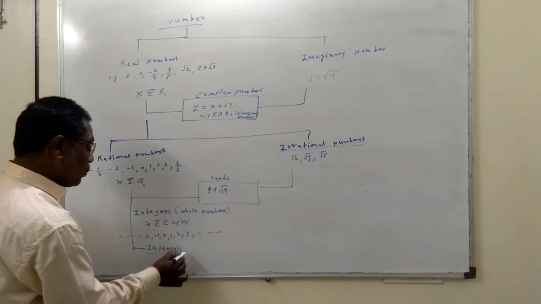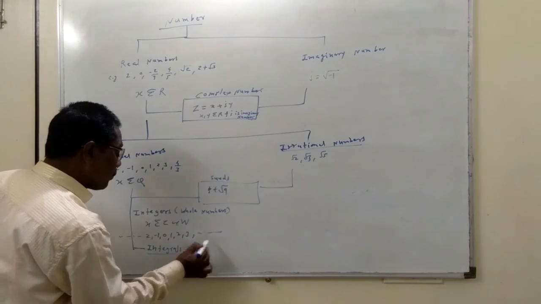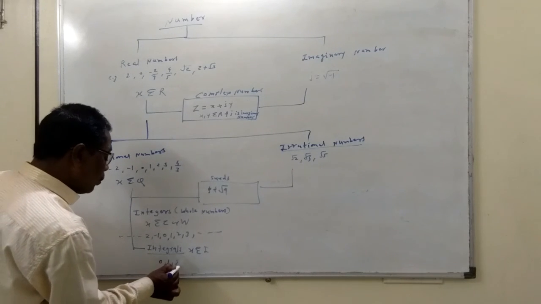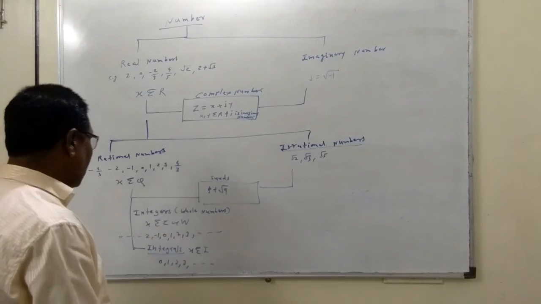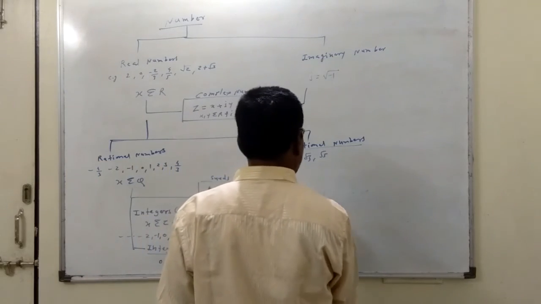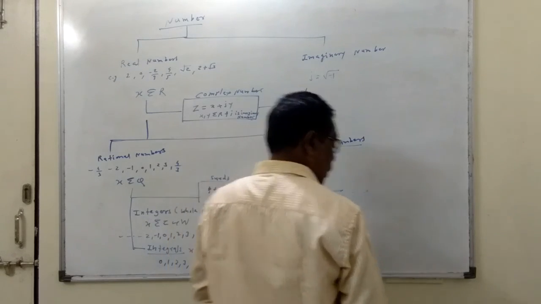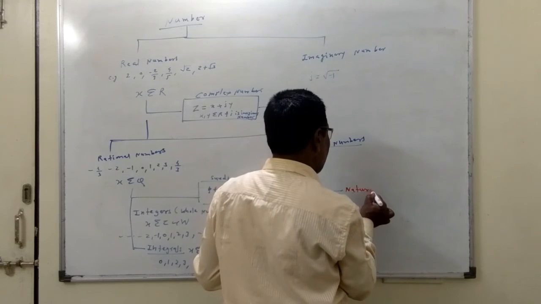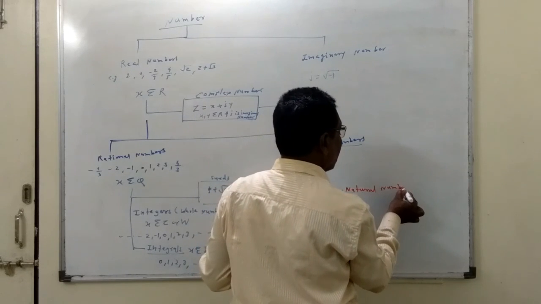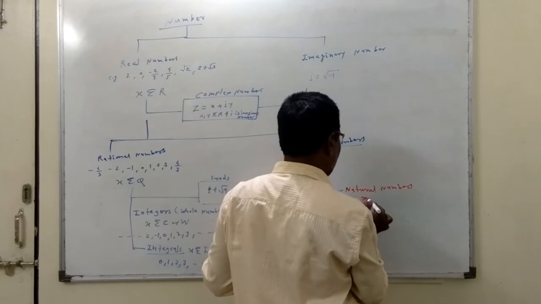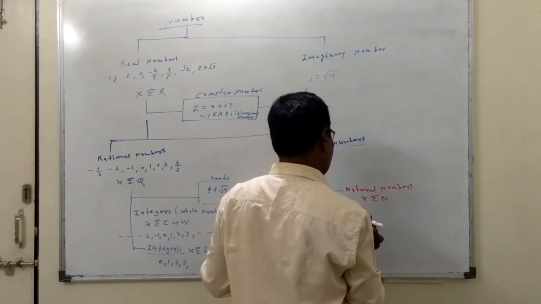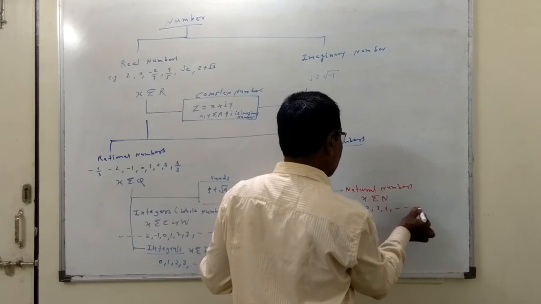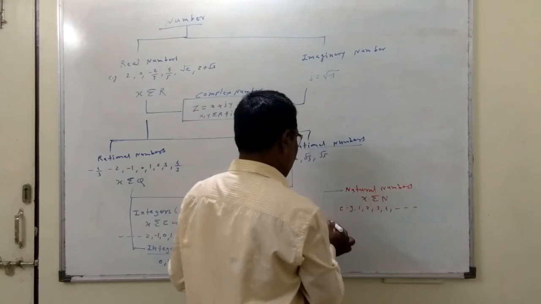Now next, integrals. We can write x belongs to I. Which numbers? 0, 1, 2, 3, etc. These are the integrals. Now the next type, natural numbers. The set of all natural numbers. If x is natural, x belongs to N. Which are the natural numbers? 1, 2, 3, 4, etc. These are the natural numbers.